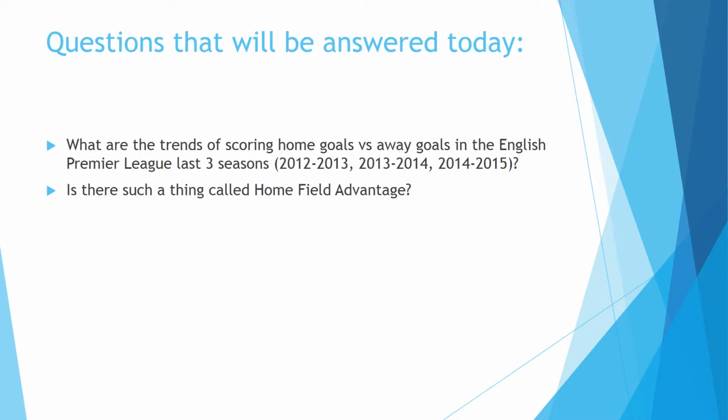So, the question that I will be trying to answer today is what are the trends of scoring home goals and away goals within the last three seasons of the English Premier League, which are 2012-13, 2013-14, and 2014-15. With that question, we could answer: is there such a thing called home field advantage, that a lot of people think might be superstition or something like that?